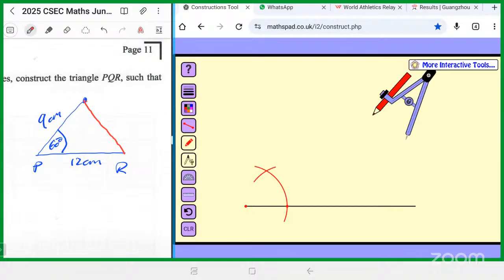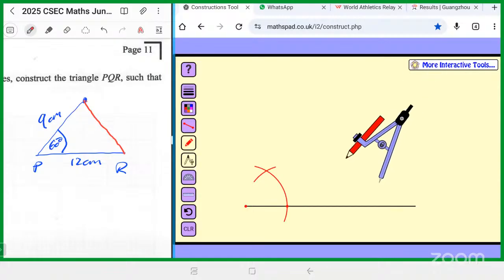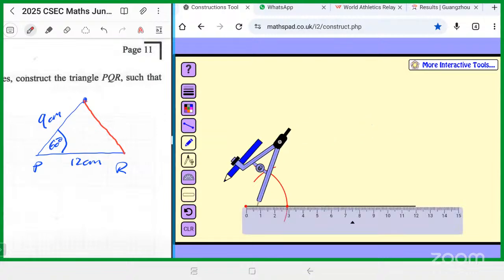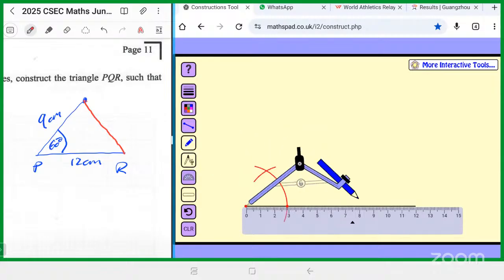What I can do is make an arc from here that is 9 centimeters. So let's make the arc that is 9 centimeters. So when I draw the 60 degrees, I'm going to get the 9 centimeters at the same time. Let's put that in blue. I'm going to make an arc that is 9 centimeters. Let's bring back the ruler. Put the compass at that end. And I'm going to open to 9 centimeters out here.